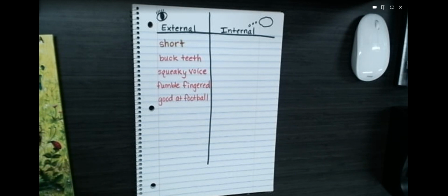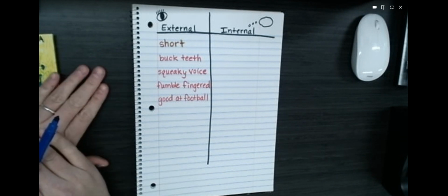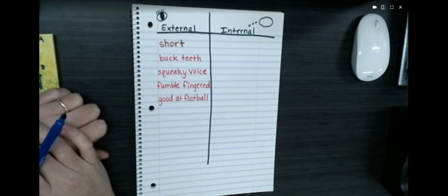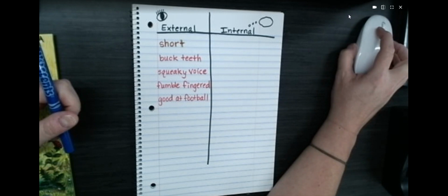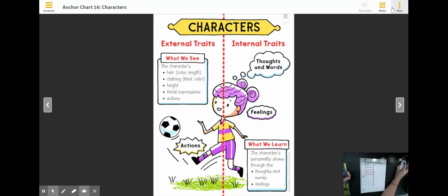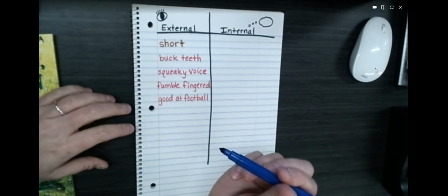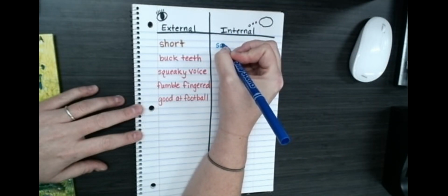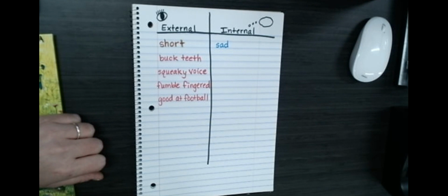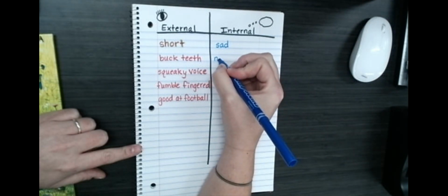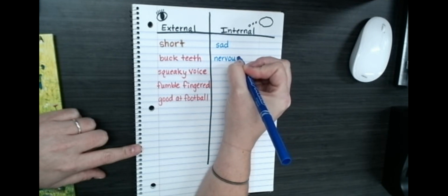Now let's talk about some of Molly Lou's internal characteristics, things that we can't see. Let's talk about her feelings at first. How do you think she was feeling when she had to move to a new school? I think she was probably feeling sad that she had to move away from her grandma and all her friends and start in a new school. I bet she was a little nervous to start in a new school, don't you think?